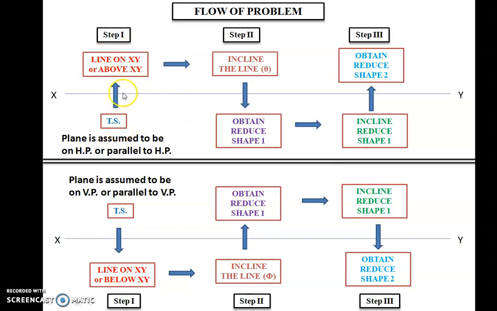So first will be the true shape, then you will draw the line. Then what will be the second step? You will incline the line. Now as the line is in front view, the inclination required will be theta, that is inclination with HP. So here I will draw a line by the given inclination theta. I will mark the points, then project the points below, then extend the projectors from the true shape to intersect the projector, and I will get the reduced shape number 1. So the flow is true shape, line, incline the line, get the reduced shape number 1. So here I have obtained reduced shape 1.